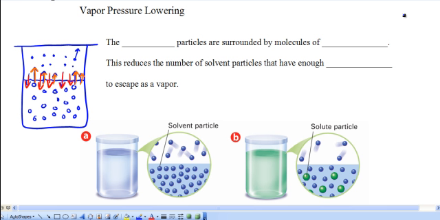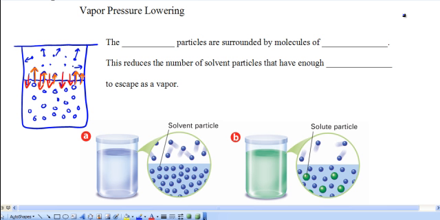Now, some liquids have high vapor pressures because a lot of particles can get into the vapor phase. Some liquids have relatively low vapor pressures because very few of them overall will be getting into the vapor phase. But anyway, this pressure that's exerted by this vapor at equilibrium is called the vapor pressure.